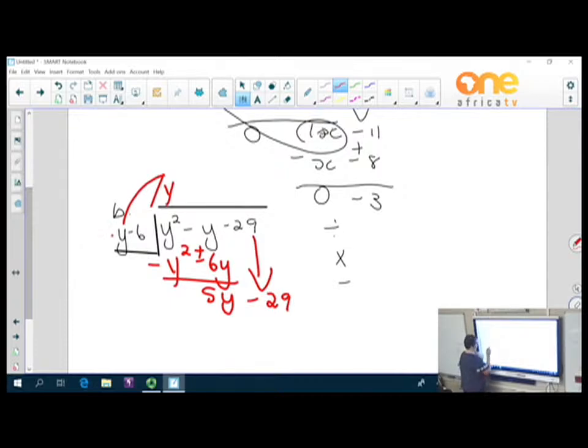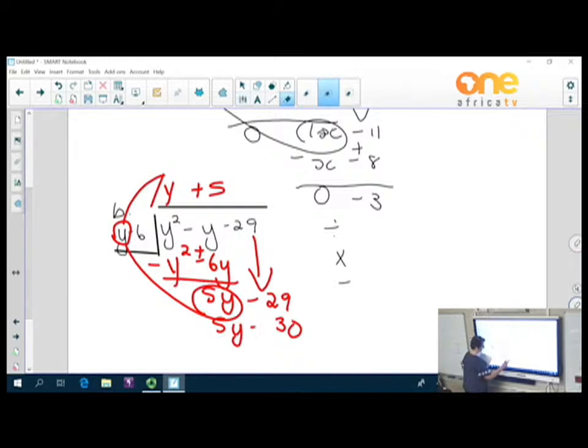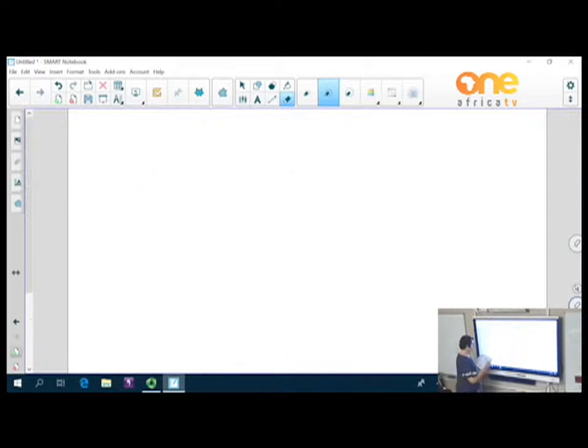Okay, and we go through the same process. How many times will it divide? Positive 5 times. So now it is 5y plus 30. No, this is a minus 6, so it will be minus 30. Change the second signs and add. It eliminates, and this one is then 1. So a remainder of 1. That one has a remainder of 1.